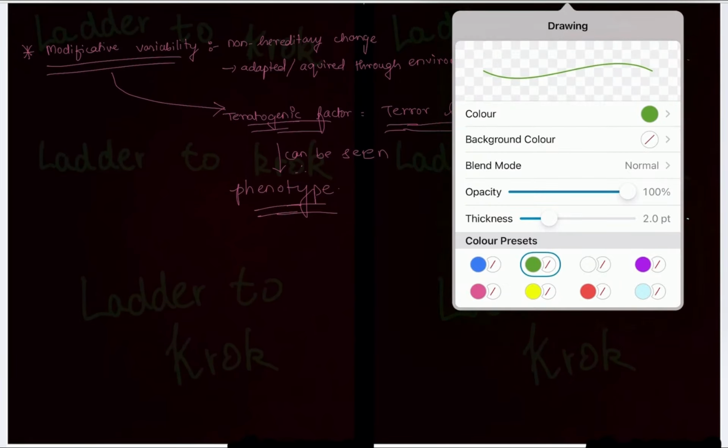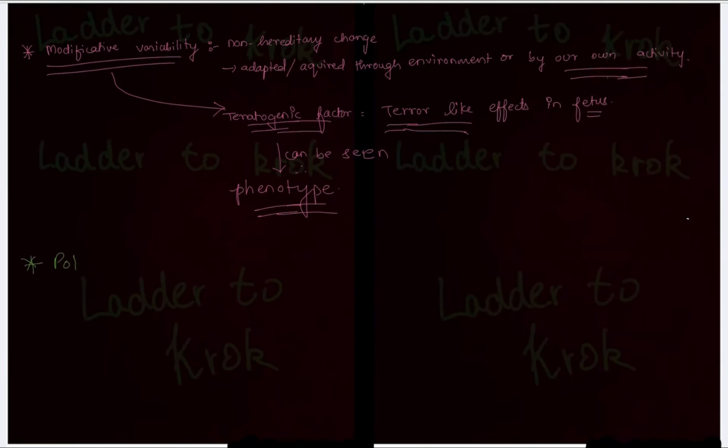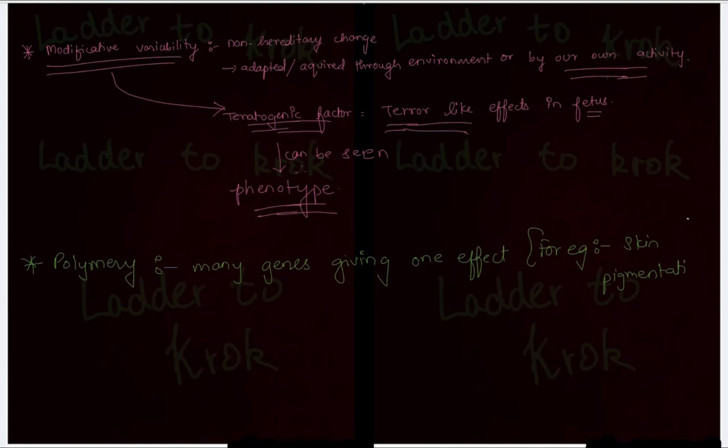Now write the next topic, that is polymery. Polymery means many genes giving one effect. For example, skin pigmentation. For skin pigmentation, many genes are required. So many genes will come together and give one color to the skin. So that is polymery.